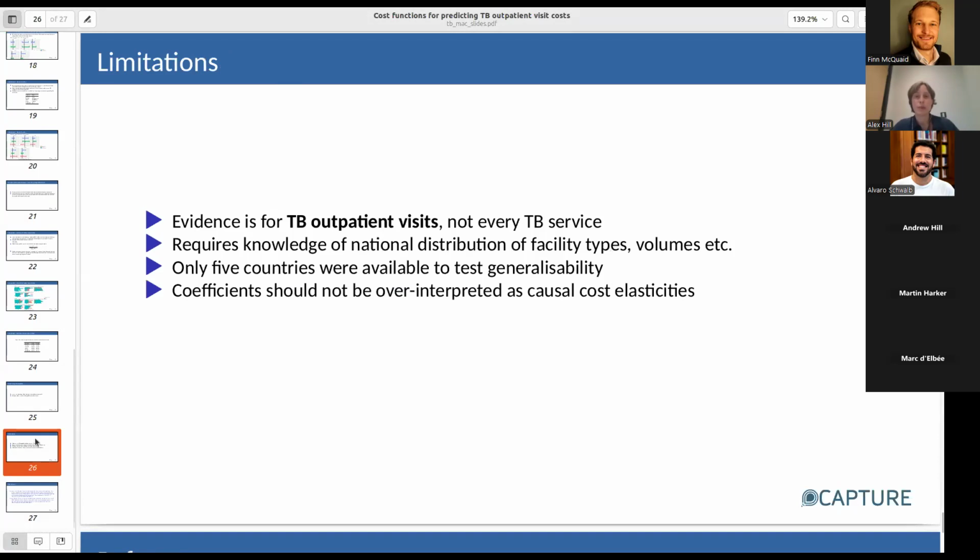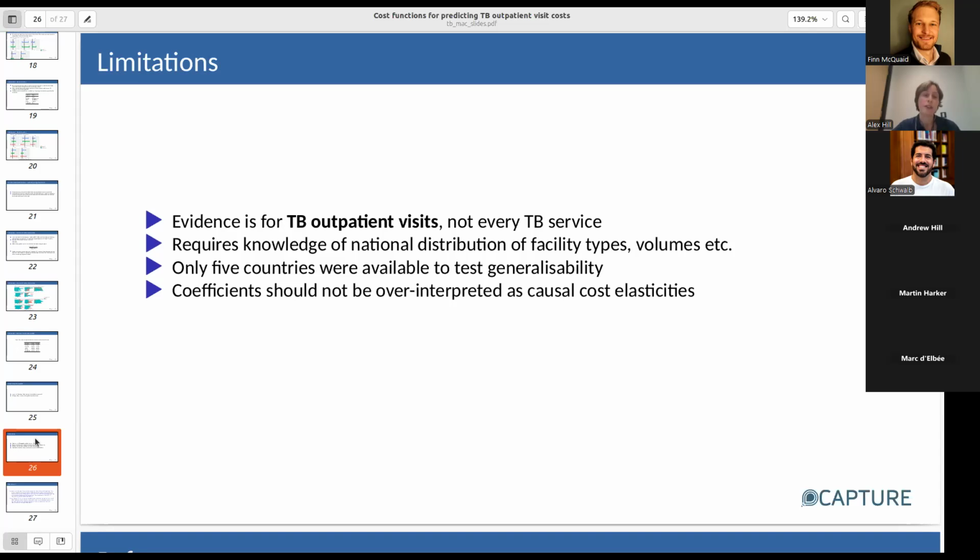So just to mention some limitations of this, obviously this is just evidence for one type of TB outpatient service. How well these results would extrapolate to other services is not a surefire thing. Obviously, using the econometric models requires you to know something about the national distribution of facility types. I have tried to make sure that the variables are things that could easily be come by, but it's still a little more cumbersome than just using a sample mean.